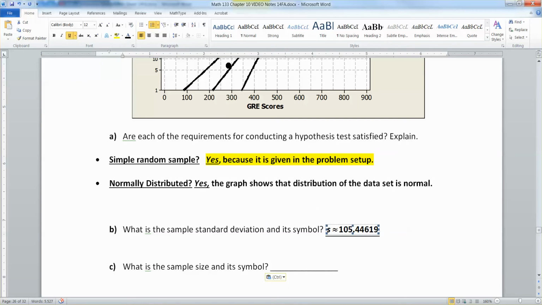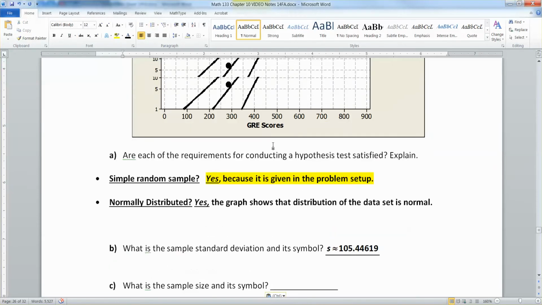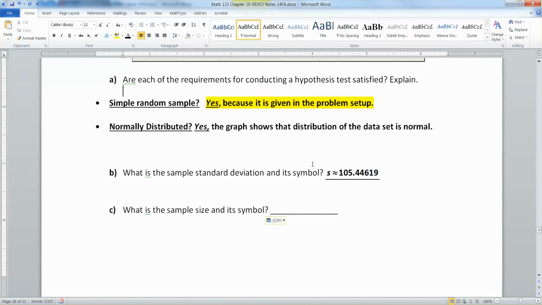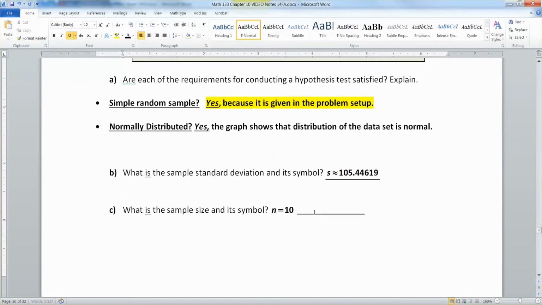Now, what is the sample size and its symbol? Well, you could count them real easily in this particular problem, but it's n equals 10. You can also just count the dots on the graph. There's 10 of them, right? Okay, so n equals 10.